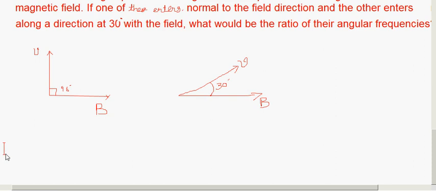The frequency is qB by 2 pi m hertz, or the angular frequency is qB divided by m. If you see the equation, it depends only upon the charge, the field intensity and the mass. It doesn't depend upon the angle. Therefore, the ratio of frequencies will be 1 by 1.